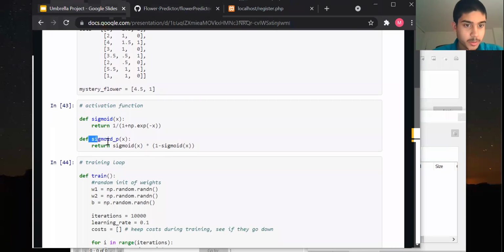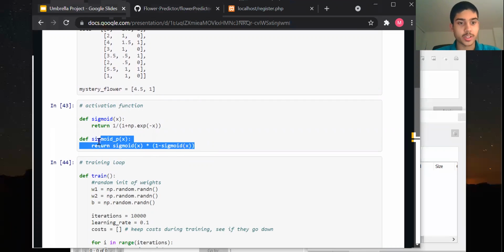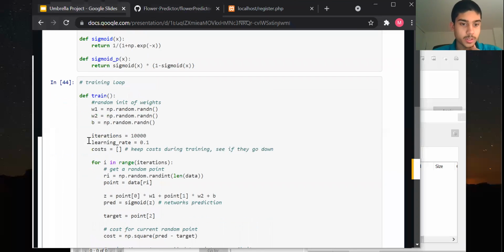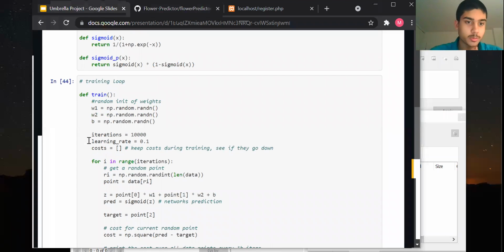Right here we have the derivative of the sigmoid function, and the reason we're going to take the derivative is because we want to find the slope and multiply it with the cost function, which will come later when we find all the partial derivatives.